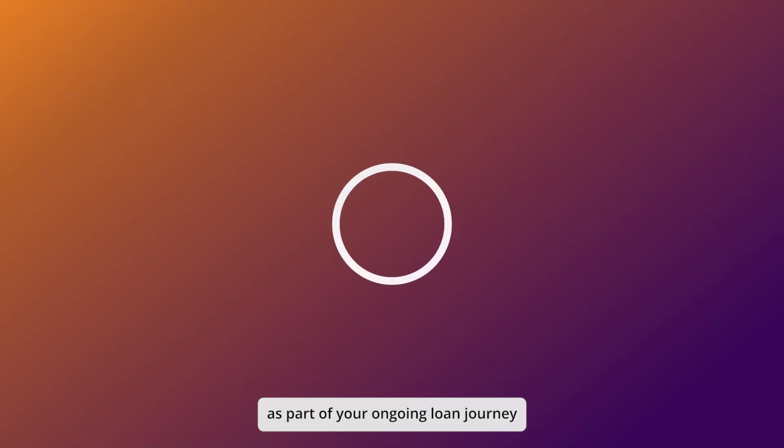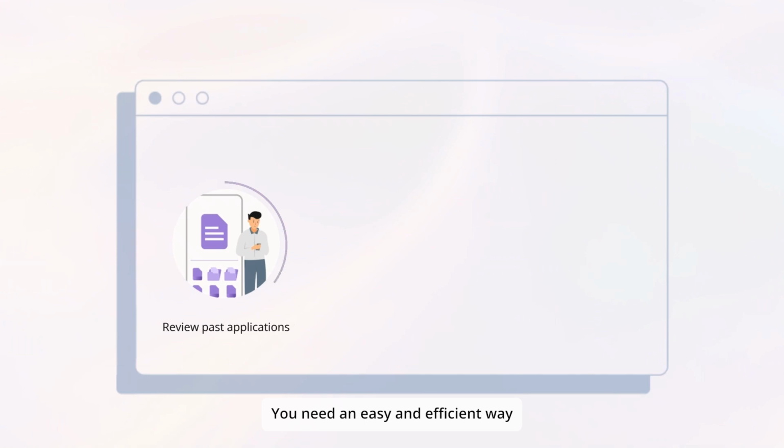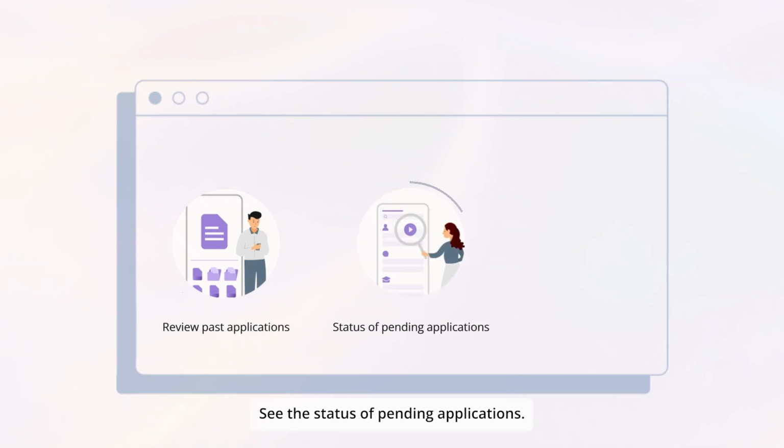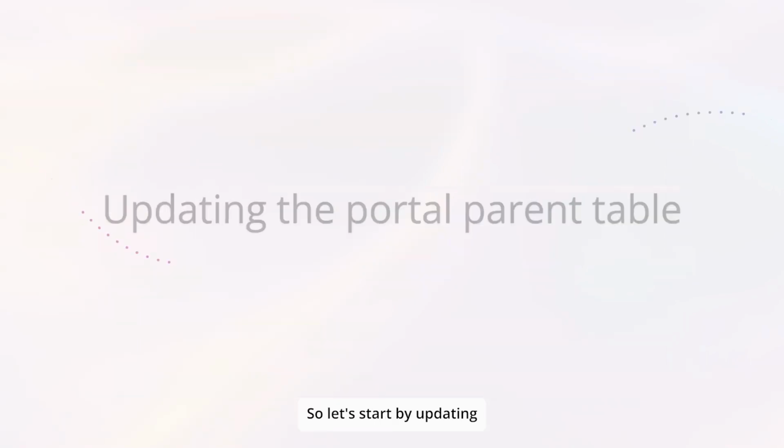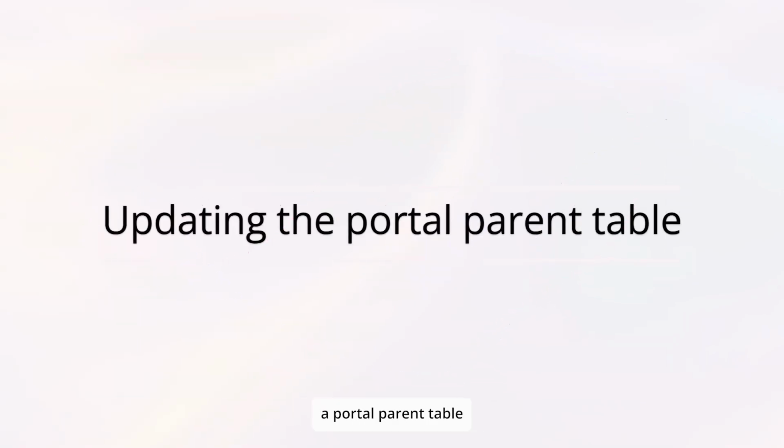As part of your ongoing loan journey, you need an easy and efficient way to review your past applications, see the status of pending applications, and act on pending applications, such as providing additional information or resubmitting documents. So let's start by updating a portal parent table.